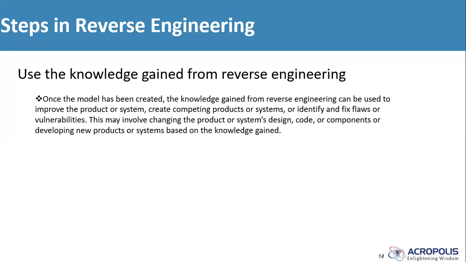Fifth, use the knowledge gained in reverse engineering. Once the model has been created, the knowledge gained from reverse engineering can be used to improve the product or system, create competing products or systems, or identify and fix flaws or vulnerabilities. This may involve changing the product or system's design, code, or components, or developing new products or systems based on the knowledge gained.